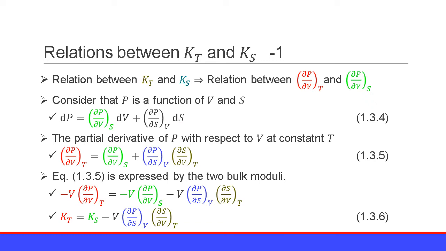Then from equation 1.3.4, the partial derivative of pressure with respect to volume at constant temperature T is the partial derivative of the pressure P with respect to the volume V at constant entropy S, plus the partial derivative of the pressure P with respect to the entropy S at constant volume V times the partial derivative of the entropy S with respect to the volume V at constant temperature T.